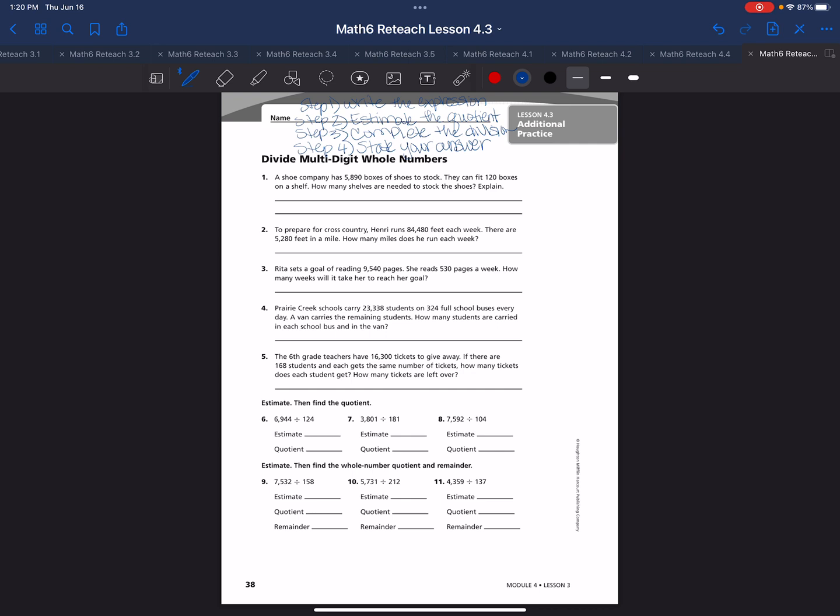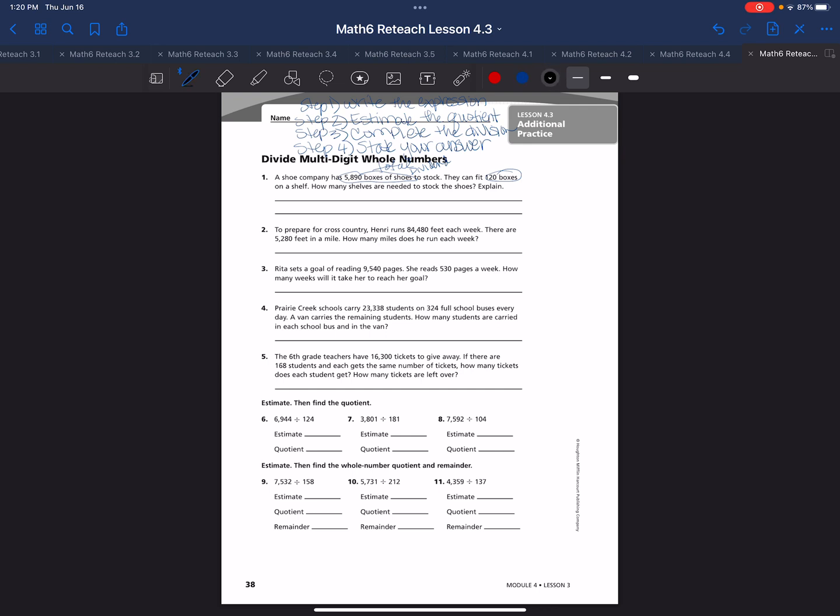Okay, here we go. The shoe company has 5,890 boxes of shoes. So that is my total amount. It's the whole amount, so that's going to be my dividend. And then they can fit 120 boxes on the shelf. So I'm trying to figure out how many groups of 120 are in 5,890. How many shelves are needed to stock the shoes? Explain your answer.